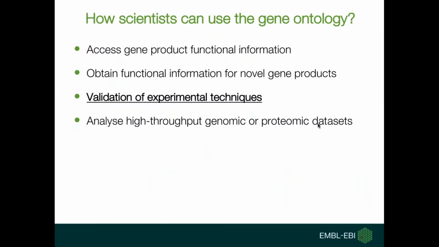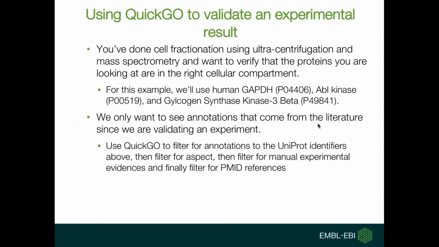Next, let's talk about validating experimental techniques using QuickGO. For this case study, we're going to pretend we've done a cell fractionation using ultracentrifugation and mass spec, and we've got a list of proteins. We want to make sure that the proteins that we separated in each compartment are in the right compartment. So I've just taken some easy examples: human GAPDH, Abl kinase, and glycogen synthase kinase 3 beta.